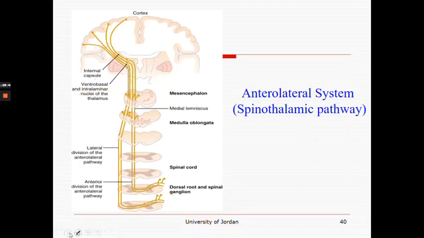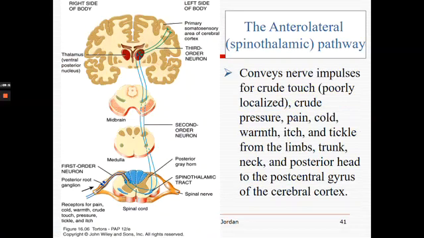Okay. This is the system, the anterior lateral spinothalamic pathway. It conveys impulses for crude touch. Crude means poorly localized. For what? For crude touch, crude pressure, pain, cold and warm temperature, itching and tickle sensation. Itching and tickle, especially tickle sensation, is important for sexual sensation.